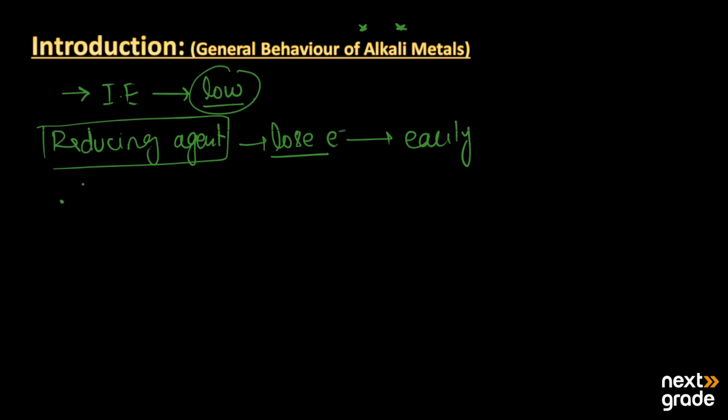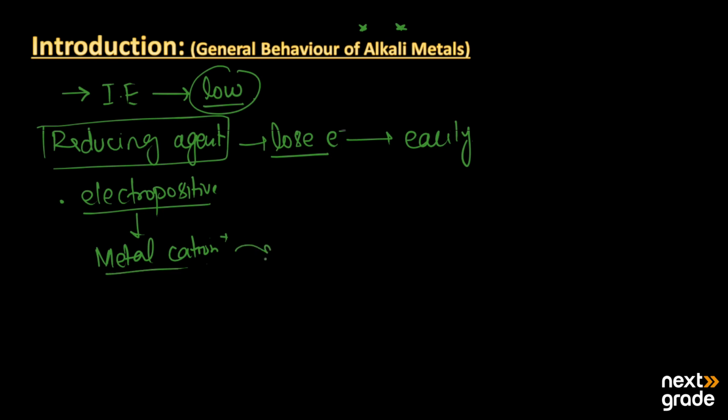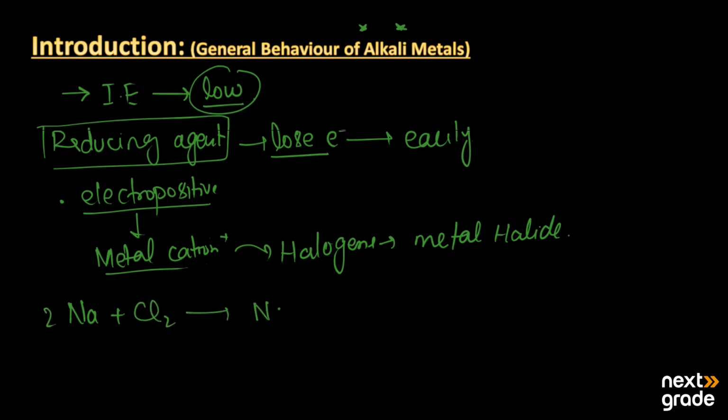On the other hand, the second property is that they are highly electropositive. Electropositive means they can lose their electrons very easily, and in turn they change into metal cations having positive charge, and then they readily react with the halogens and convert into alkali metal halides, or simply metal halides. A very simple example is sodium. When it reacts with chlorine, it changes into sodium chloride. So it forms a metal halide readily because it is more electropositive and chlorine is more electronegative.